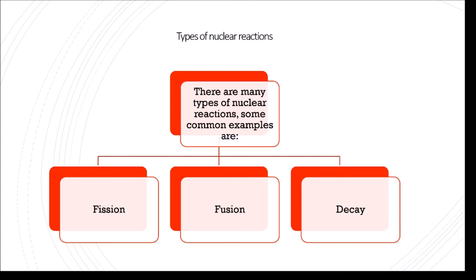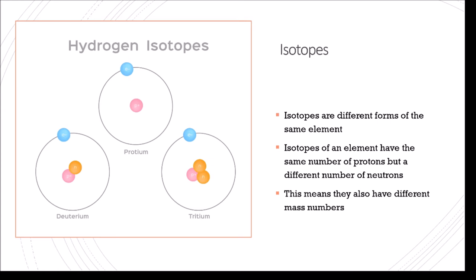Isotopes. Isotopes are different forms of the same element. The way that they differ is in the number of neutrons that they have. That means that they have different atomic masses, remembering that atomic masses are made up of the number of protons plus the number of neutrons. In this example, we can see three different forms of hydrogen. We have protium, which is the one you're most familiar with. Then we have deuterium and tritium. The only difference is the number of neutrons that they have.